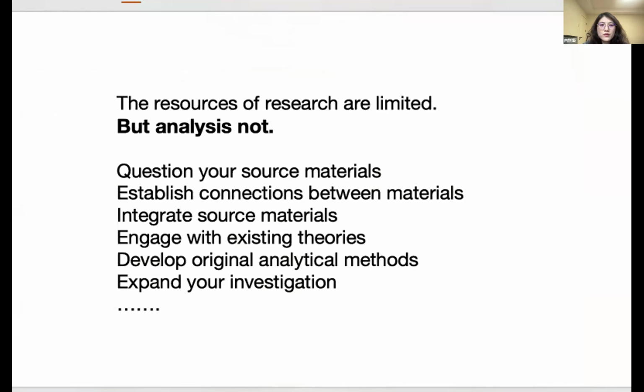Their resources of research are limited, but your analysis is not. That's the key point I want to mention today. You need to question your sources from the material. You need to establish the connection between the materials, develop an original analytical method, and explain your investigation. Good research is not only about how much you look into something. It really matters how deeply you think and analyze what you find.